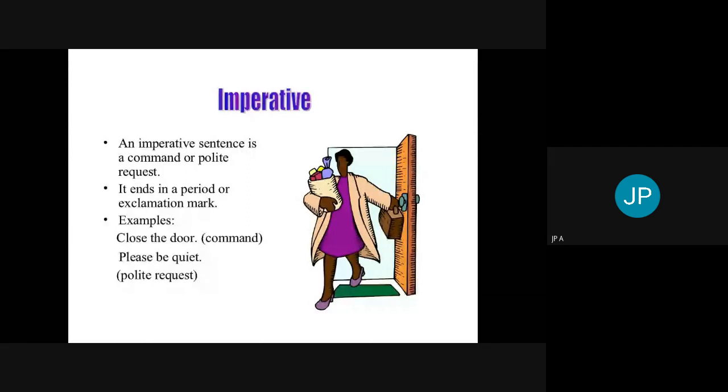So when I say keep quiet, it actually means you keep quiet.